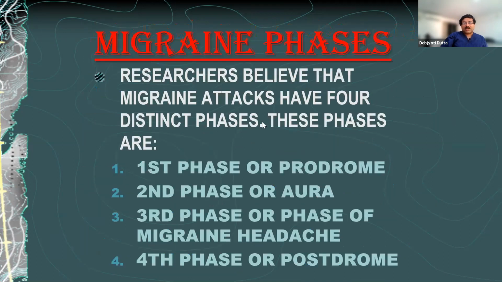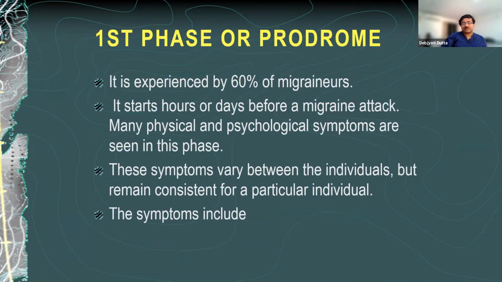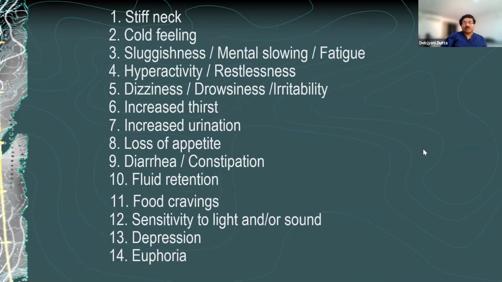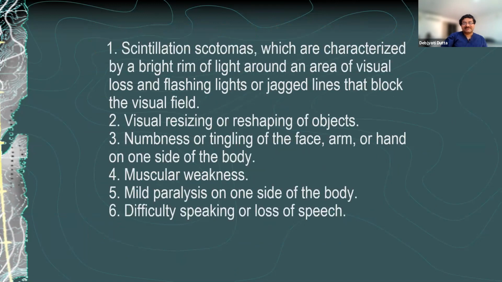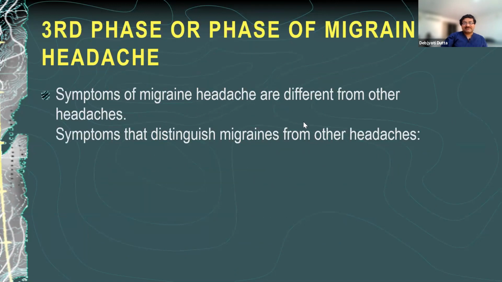Now, there are 4 phases. First of all, the phase of prodrome, then the phase of aura, then the phase of migraine headache, and the phase of postdrome. Okay. It would be a long class, so I am skipping these things.